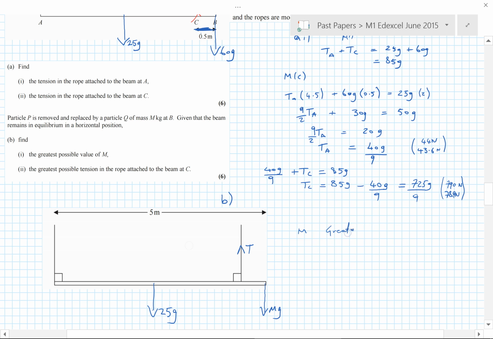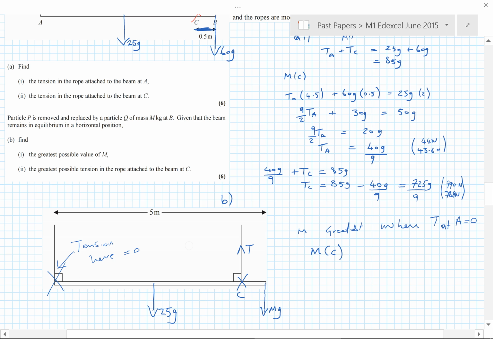Now, the key thing to notice, if M is at its maximum, what that means is if we make it any more than that, it's going to start to tilt this way. It's going to start to rotate that way, which must mean tension here equals 0. Like one of our toppling situations. So tension here is equal to 0. So that's when T at A equals 0. So all we need to do is take moments about C.